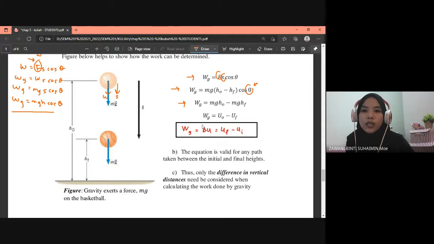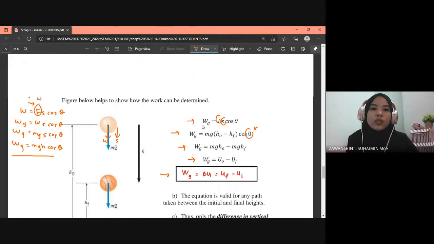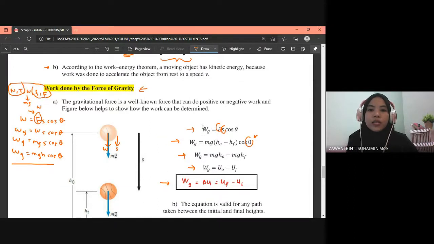So equation kita akan jadi macam ni, and then dia akan jadi macam ni. Secara singkatan dia, mgh tu adalah gravitational potential energy. So therefore, work done due to the gravitational force will be equal to delta U. So ingat formula delta U ni hanya apply kepada work done due to the gravity. Force gravity iaitu mass lah.